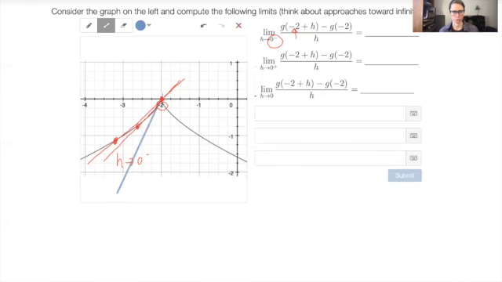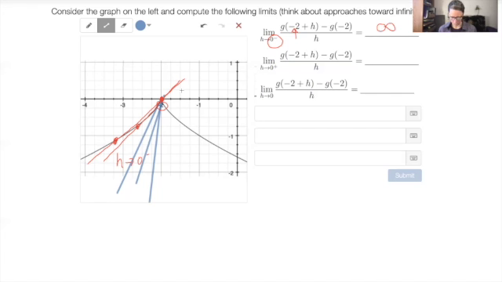Okay, so I could draw a line there. I could let it get even steeper. I could draw a line there. I could let them get even steeper. And so the closer that my two secant points get, or the closer that h gets to 0 from the left, the steeper those lines get. Positive slope but steep. So we could say infinity would be the answer to that limit.